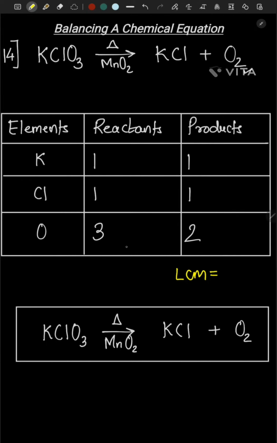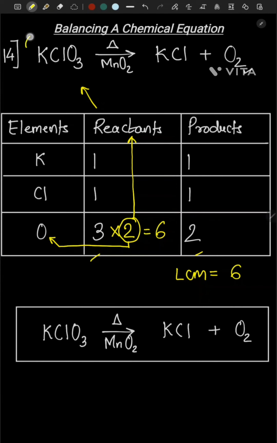The LCM for the above two numbers, that is 3 and 2, would be 6, which means I will multiply oxygen on the reactant side by 2, which will result in 6. So I am multiplying 2 to oxygen on which side? On the reactant side. Let's go up. Do I have oxygen alone over here? The answer is no, it is in the combined form, but still I'll put this 2 commonly for all.